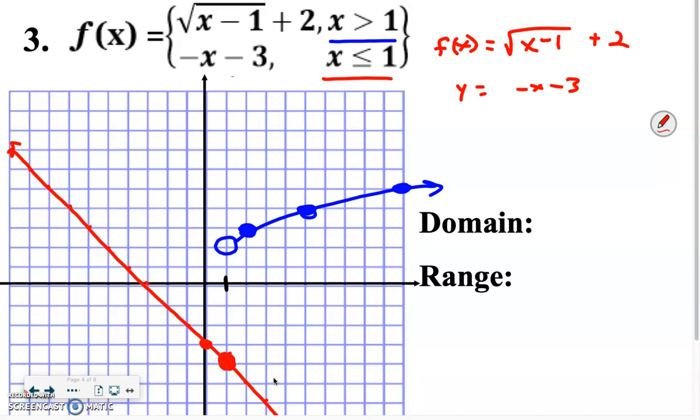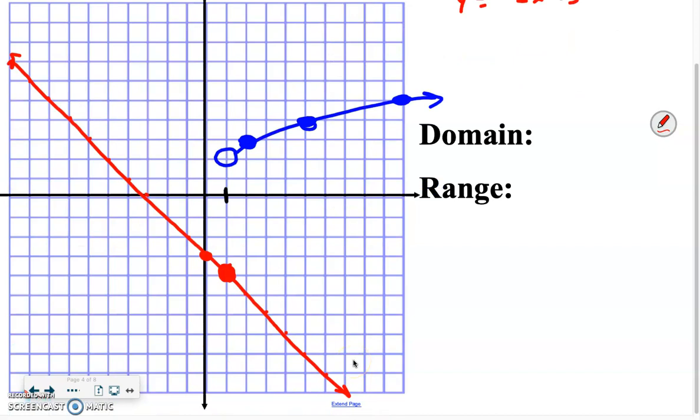So what do we do with anything that is beyond that? It's to the right or greater than 1. We erase it. That's not part of it. This is no longer part of our solution. It was part of our original graph, but our restriction is now going to look like this. This is a piecewise function.